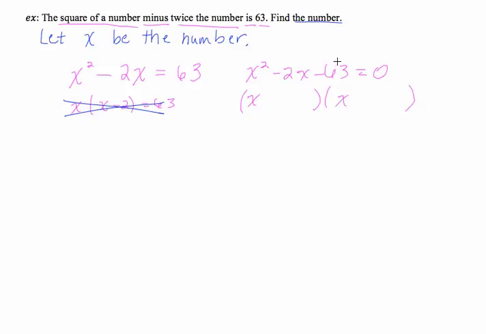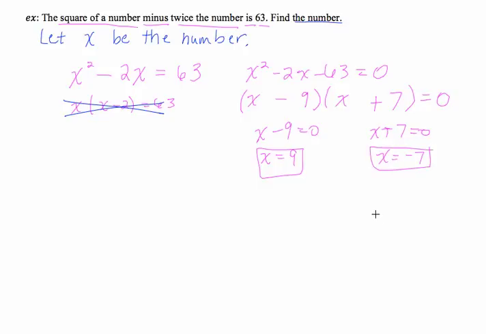63 breaks down into 7 and 9, which will give us a 2, as long as we put the minus with the 9 and the positive with the 7. And then we set each factor equal to 0 and solve. So we get 9 and negative 7. Now it doesn't say that the number necessarily has to be positive here, does it? It just says the square of the number minus twice the number is 63. And it appears like either of these will do that.